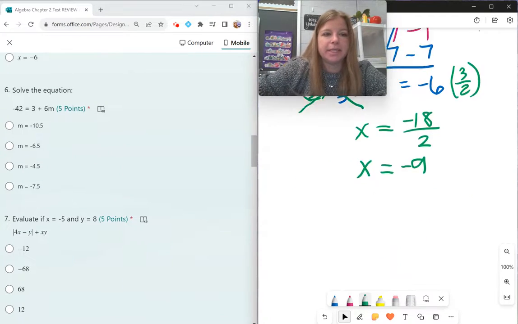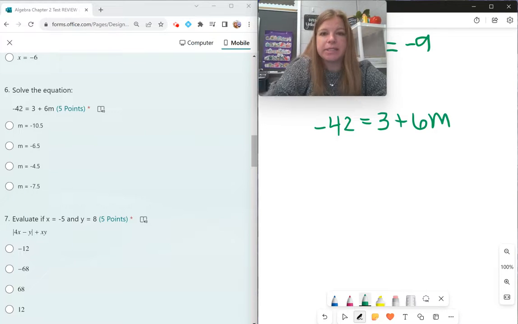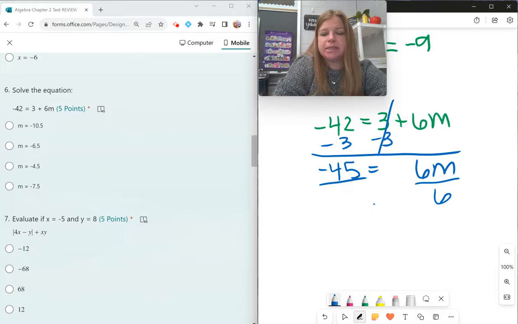Next one, number 6, solving another equation, another multi-step equation. So here I have negative 42 equals 3 plus 6m. I ask myself, do I have numbers on both sides? I do. I get rid of the number that's on the same side of my equation as my variable, which is this positive 3. So I'm going to go ahead and subtract 3 on both sides. I get negative 45 equals 6m. 6 and m are side by side, which means to multiply. So we go ahead and divide both sides by 6.